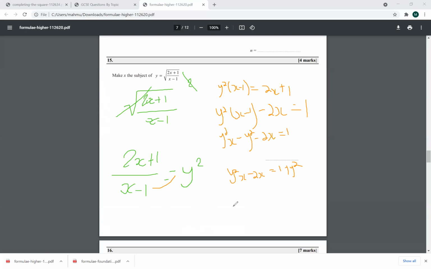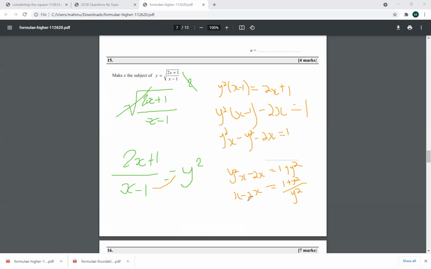Now I have to separate this y squared with this side. So again, what I could do is, if I take this to the other side, so now I'm left with x minus 2x over, sorry, 1 plus y squared. This is a times. If I take it to the other side, it becomes a divide. So y squared. So what I did, I took this to the other side, right?